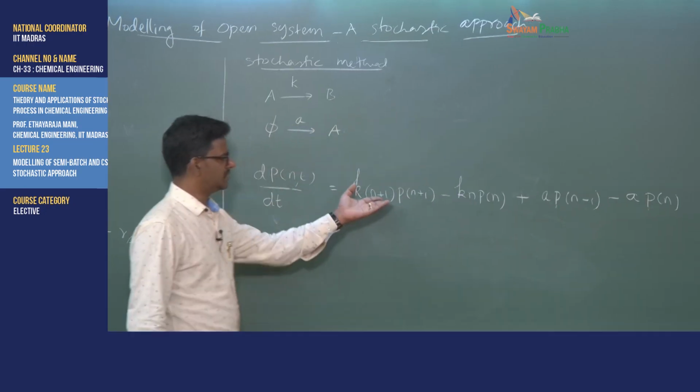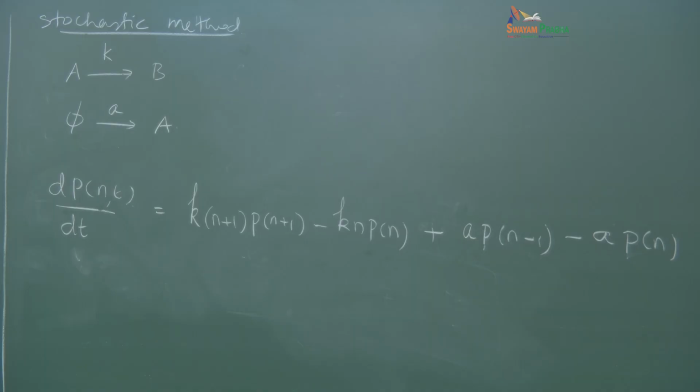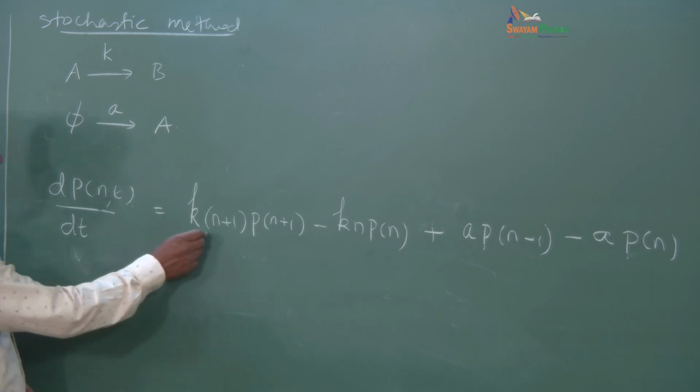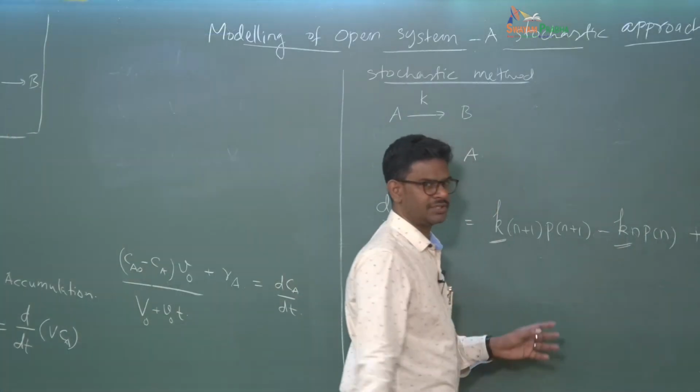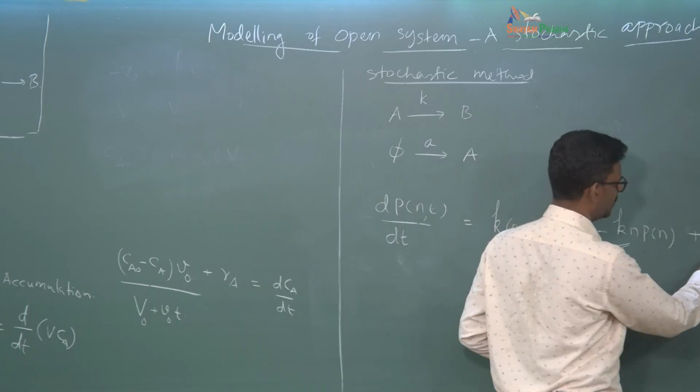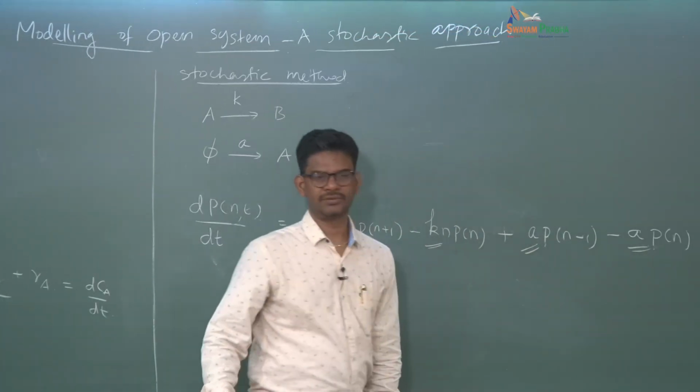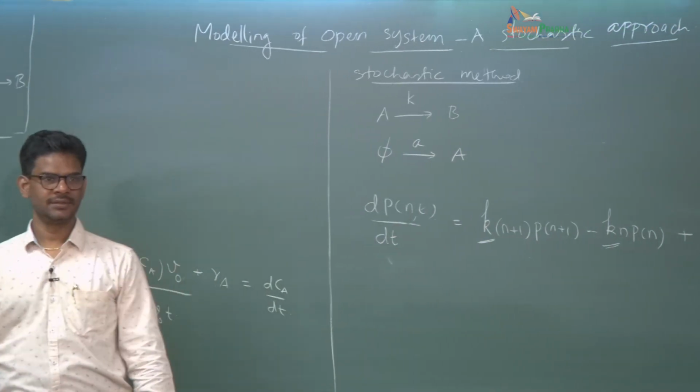So this chemical master equation basically represents this kind of a semi-batch reactor. Now all you have to do is define your rate constant depending upon the temperature, and then this a here represents the rate of injection, the rate of addition.